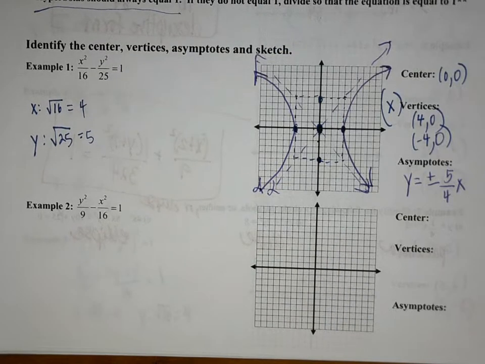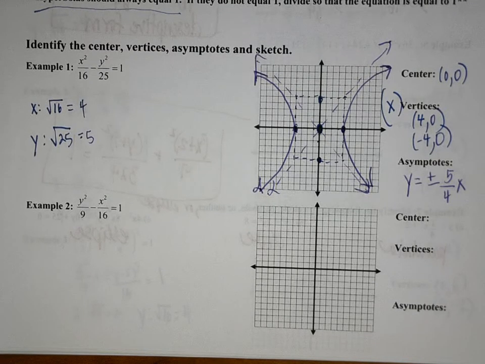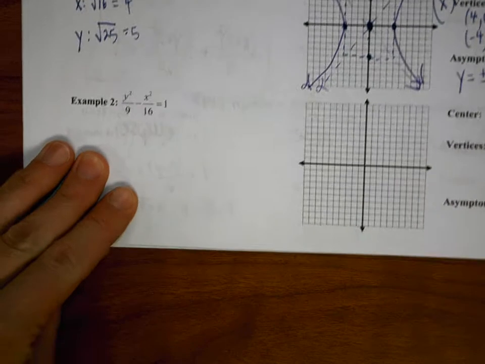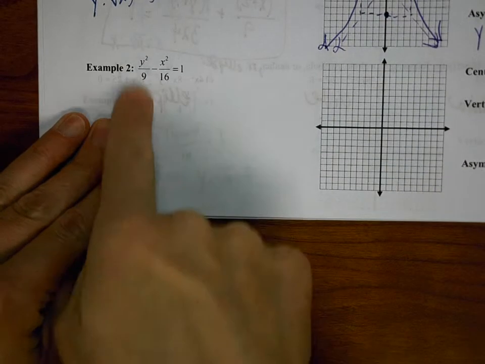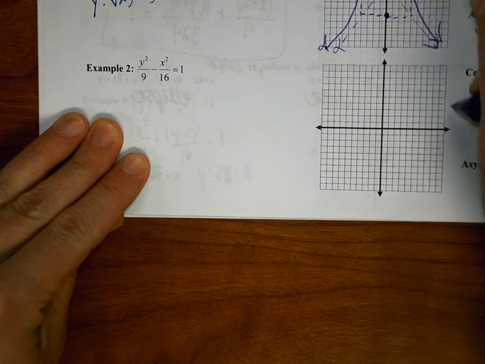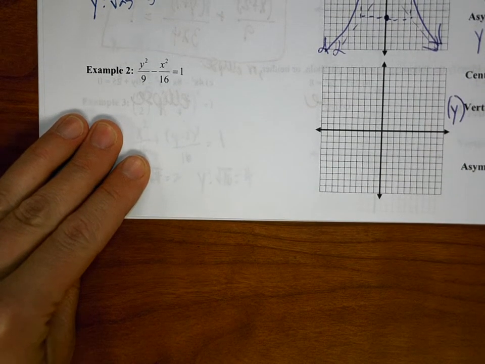Are the vertices always going to be X? No. Where are the vertices going to be? Who remembers? Whichever one comes first. So when we get down here, let's go ahead and try example 2 and see how you guys do. Do you see how the Y comes first here? So that's why I'll write Y here to remind myself, okay, Y came first, so my vertices are on the Y-axis.